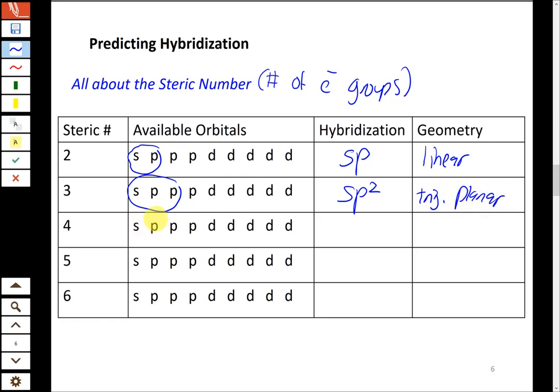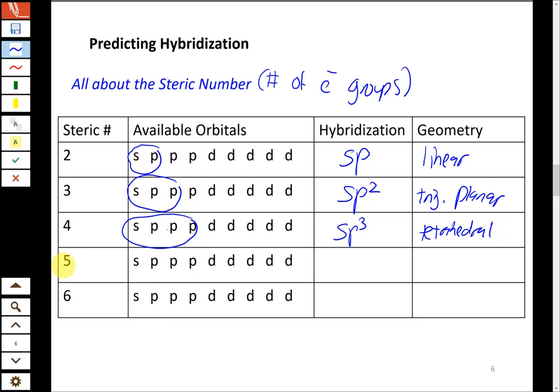Steric number four was the last one we did. Then you would have four orbitals hybridized, so 1, 2, 3, 4 means you take the s orbital and all three of the p orbitals to make it sp3, and that corresponds to your tetrahedral arrangement. Now we can go higher than this. When we did VSEPR, we talked about geometries that had either 5 or 6 electron groups as well, so we can invoke hybridization for that.